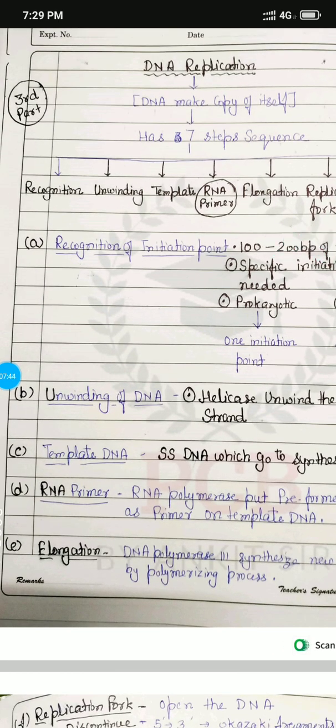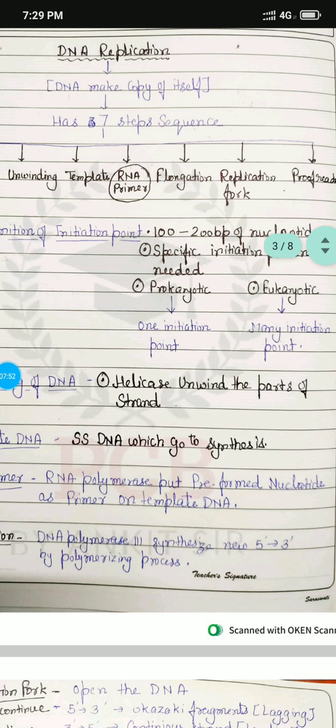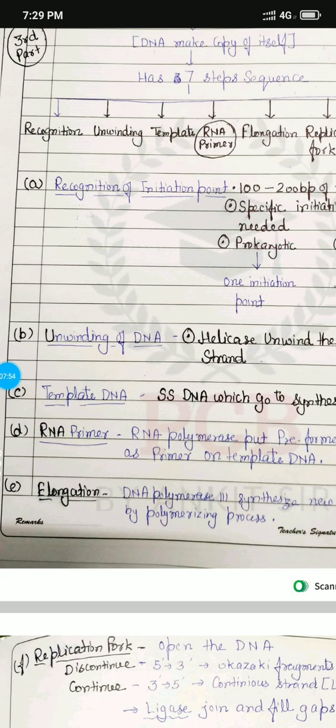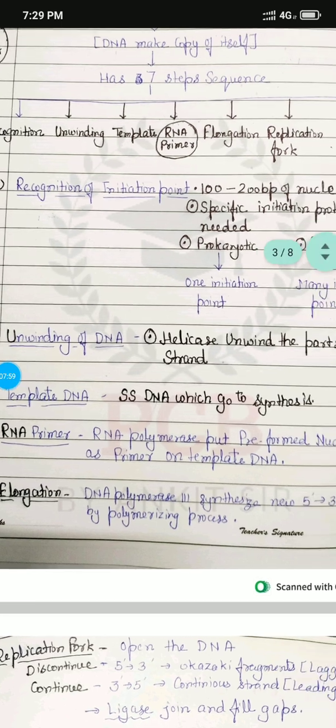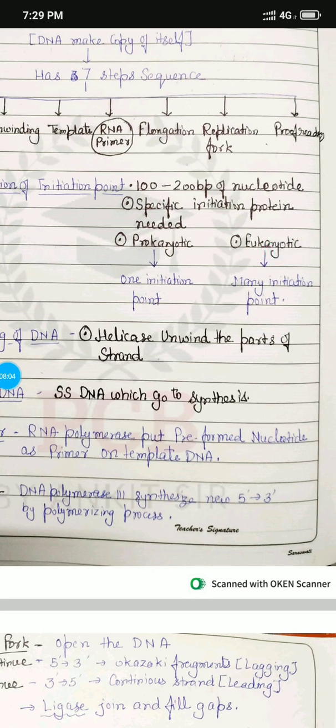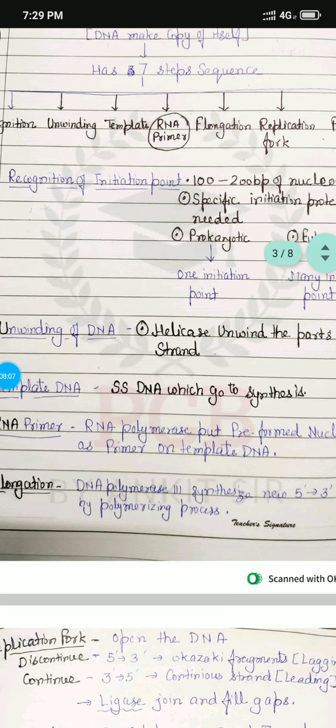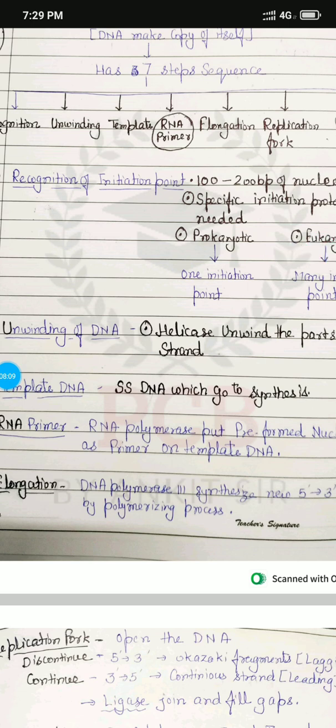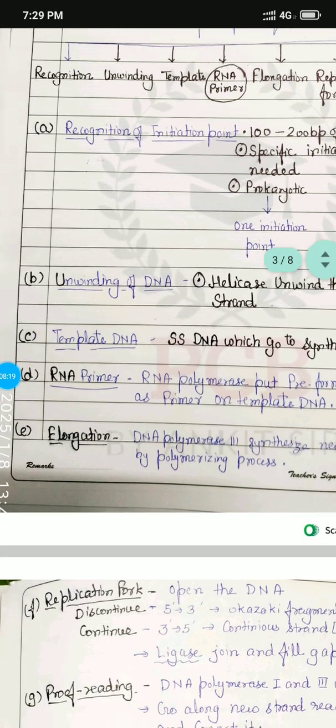Now if you go for the template DNA, the DNA becomes single stranded. One strand goes one way and the other goes in another direction. So single-stranded DNA goes for the synthesis purpose. Then we go for the RNA primer. Actually this RNA primer is a preformed nucleotide sequence, a small fragment of nucleotides which binds to the DNA and shows the way for the polymerase to find out where the template DNA is and from where it has to go on with the process.